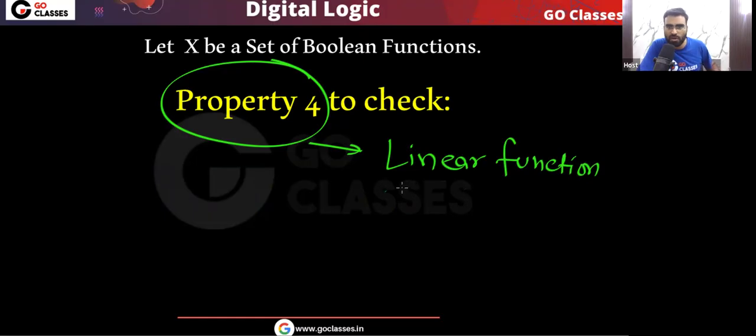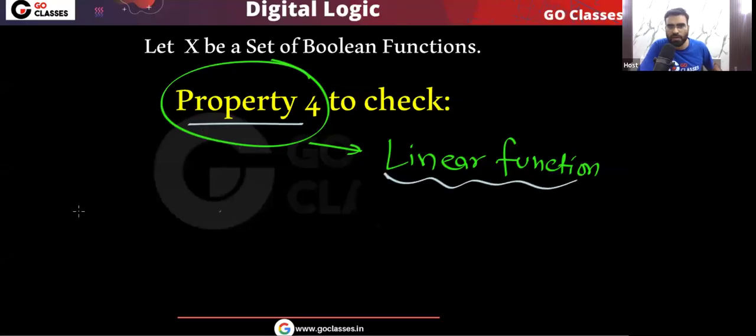This is linear function. Okay, or this is called alternating function. Anyway, don't worry about it. This is linear function. So what is linear function? This is the next property to check, that is linear function. Now I will tell you the definition of linear function, then we will see the result.